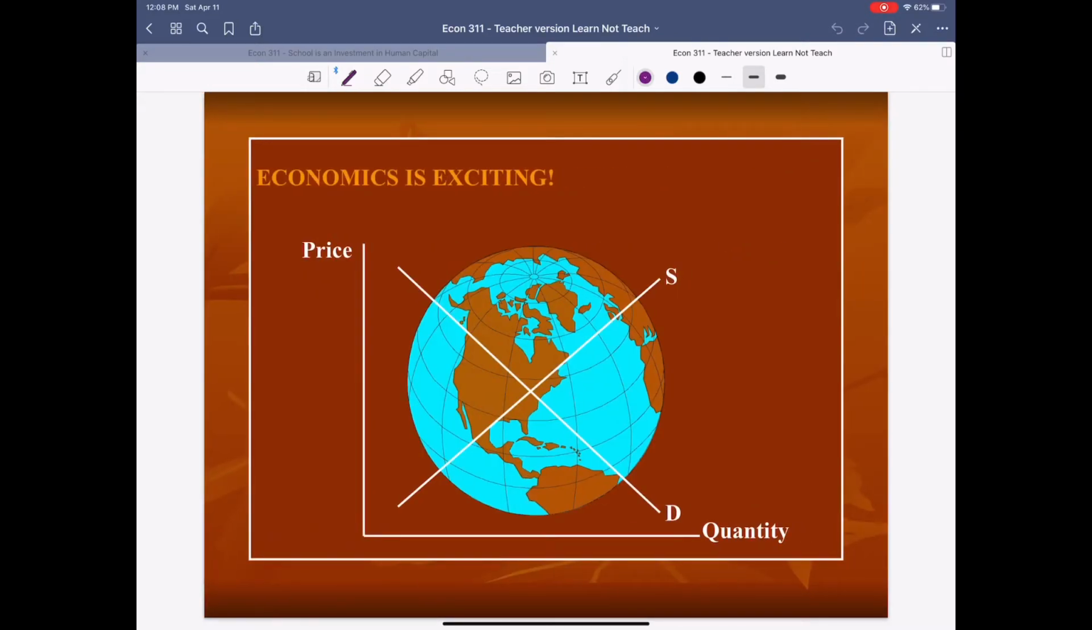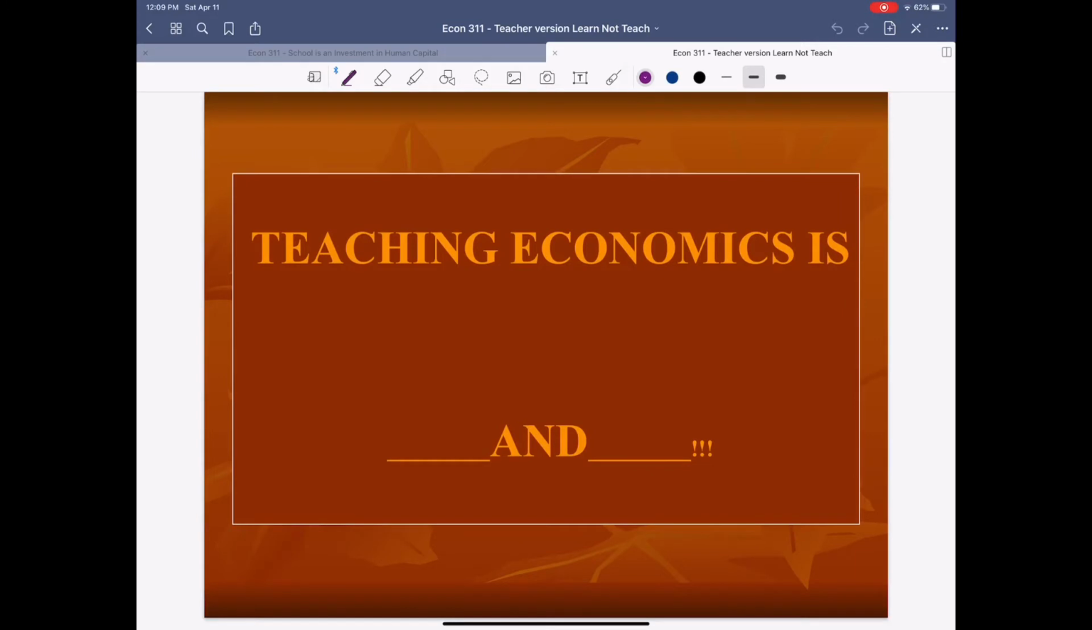Economics is the best part of teaching, in my humble opinion. Economics is exciting. It's interesting. It's relevant. It's never been more relevant than it is right this moment in history. And so economics is just a fascinating content area to focus on. So what we can say then is that teaching economics is a combination of fun and exciting. I don't think there's any question about that.